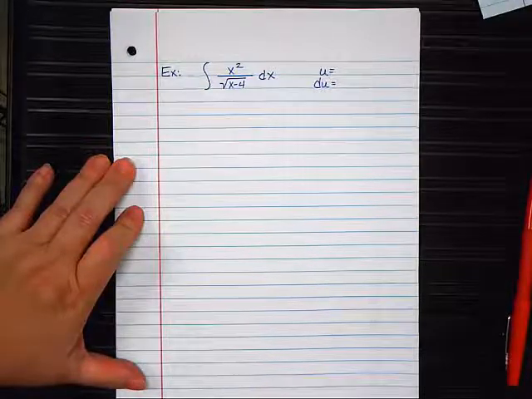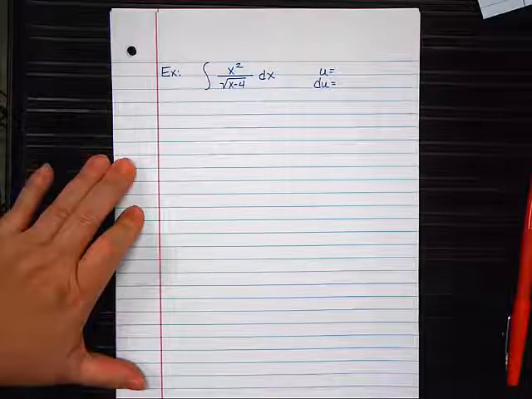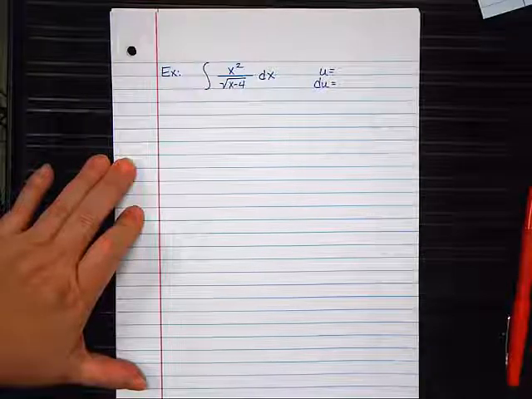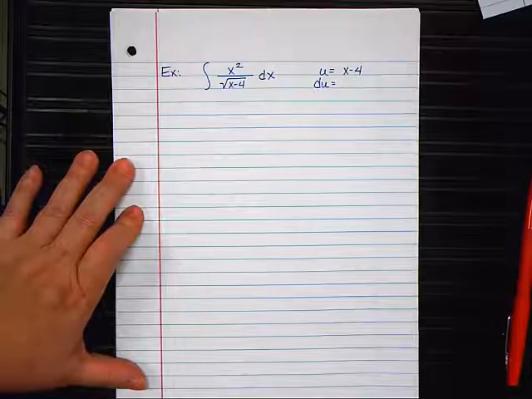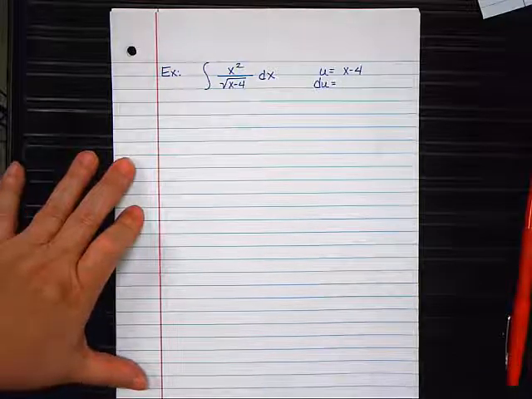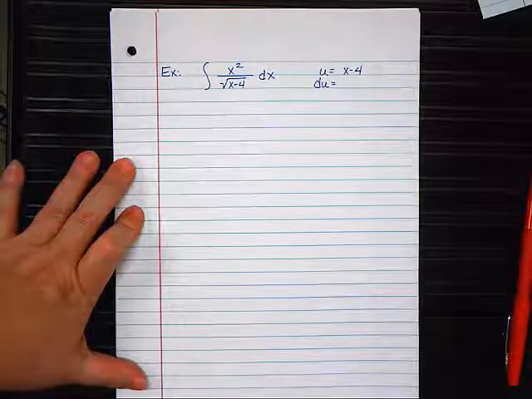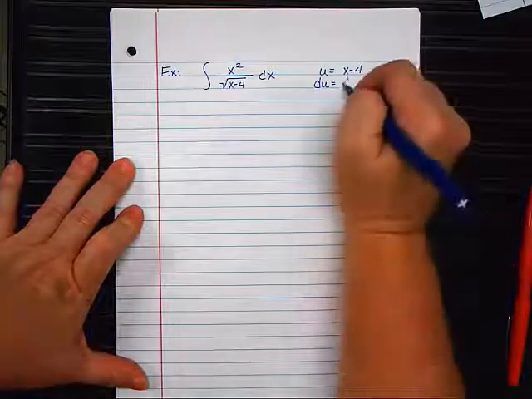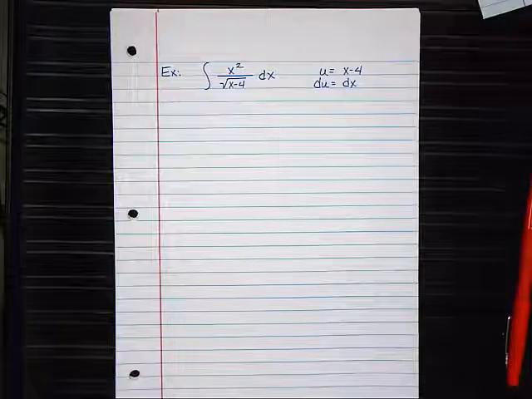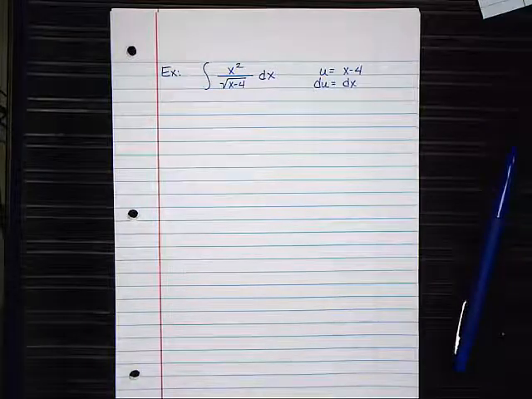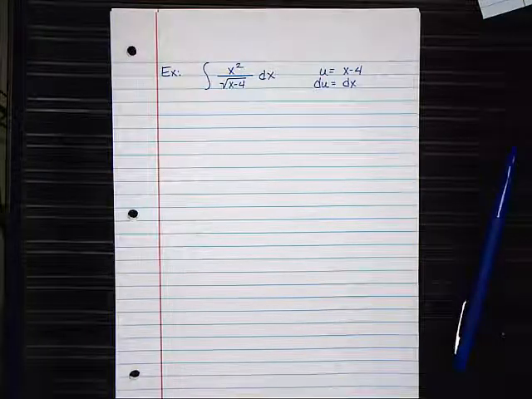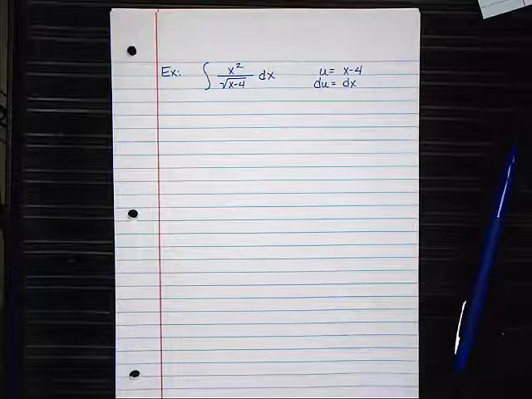What do you think u is? Just x minus 4, not the square root, just what's inside. What is du? 1 dx. So just drop the 1 and write dx. Now, real quickly, raise your hand if you see that there's going to be a problem. How many of you see a problem arising already? About a third of you.